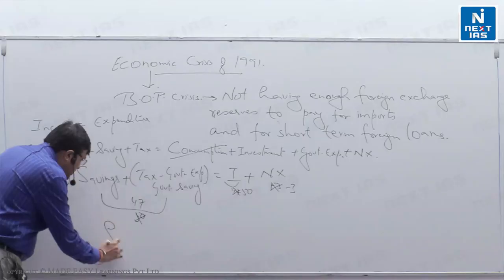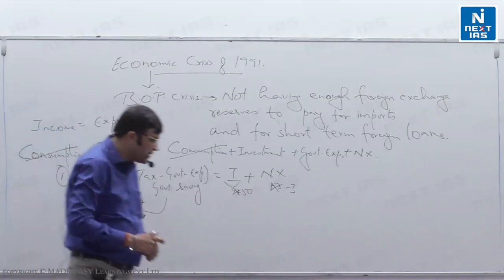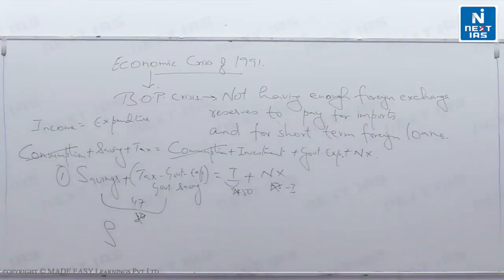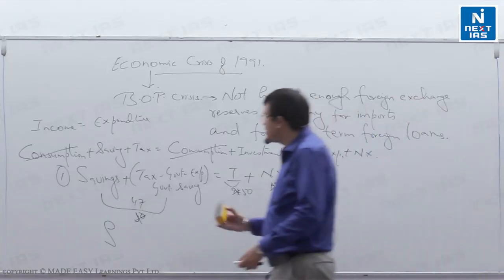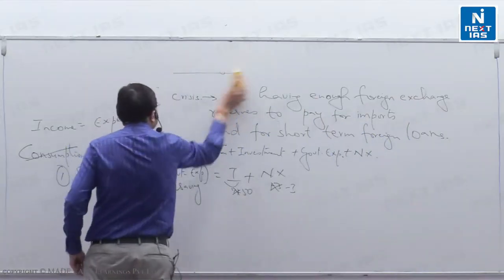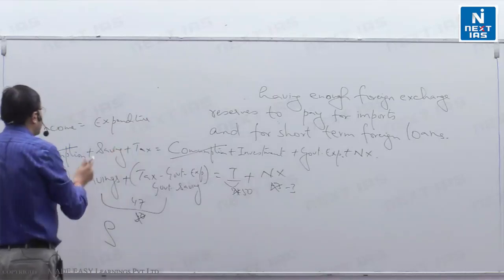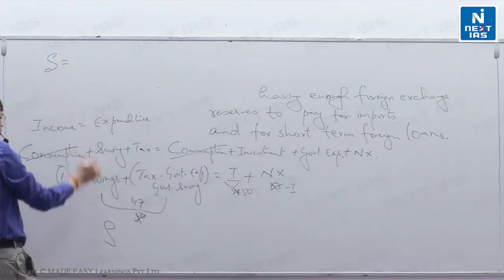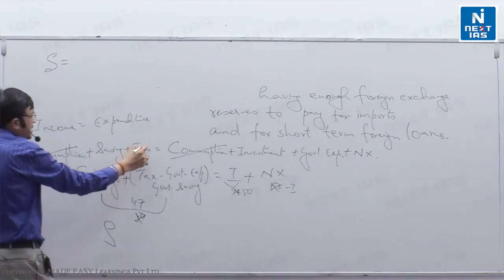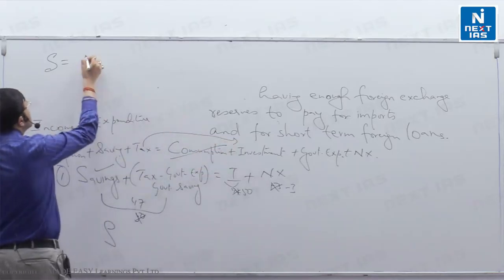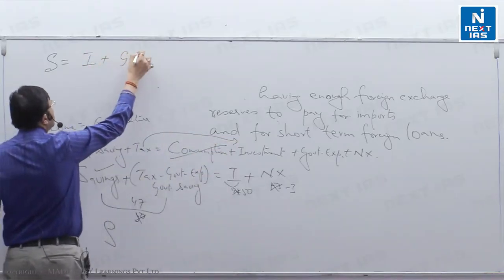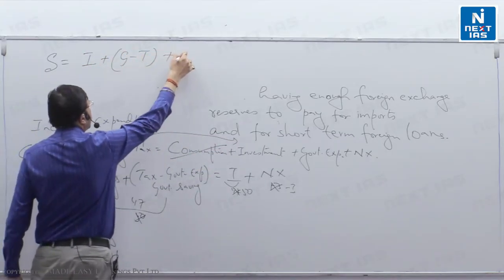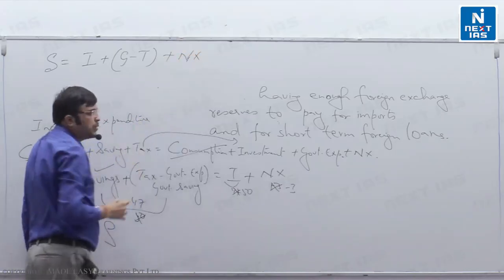I can write this equation as, give me a minute. I can write this equation as saving is equal to this. Now I take the tax to this side. So investment plus government expenditure minus tax plus net exports.